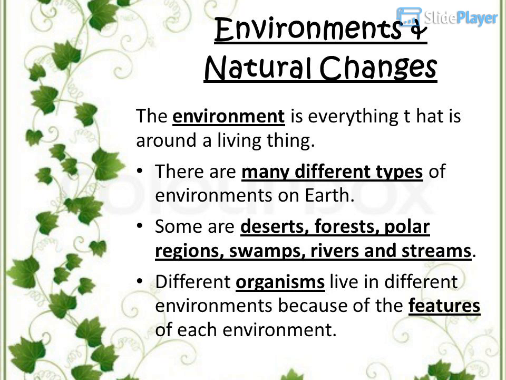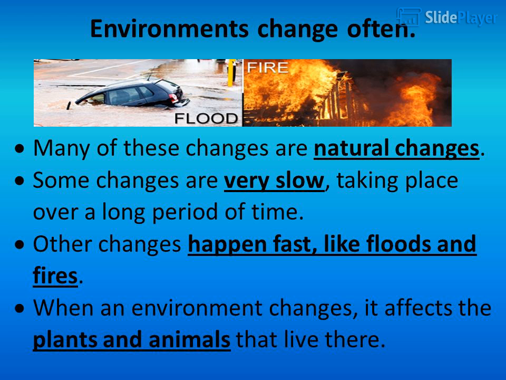Environments and natural changes. The environment is everything that is around a living thing. There are many different types of environments on Earth. Some are deserts, forests, polar regions, swamps, rivers and streams. Different organisms live in different environments because of the features of each environment. Environments change often.